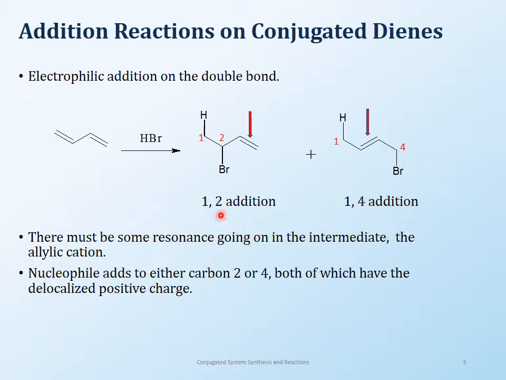There is some resonance going on, which means we have to look at the mechanism of the reaction. There is an intermediate that's formed during the mechanism, and that would be the allylic cation. We'll see that in the next slide. Then what happens is that the nucleophile will add to the second carbon or the fourth carbon. Remember, the first addition is the electrophilic one, and the second one is the nucleophilic addition. The Br can attack on the second carbon or the fourth one, and how that happens is on the next slide.